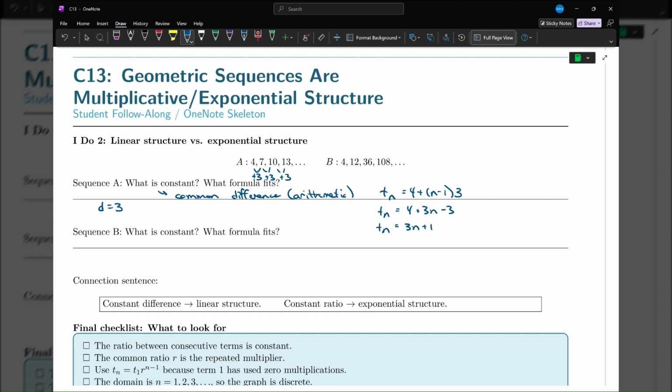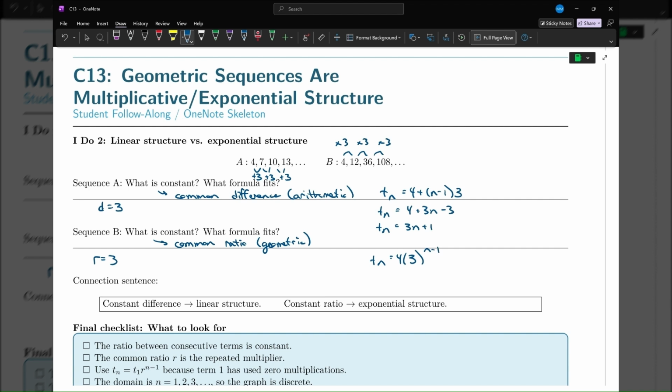For sequence B, this time I'm going to multiply by 3 every time. So if I multiply by 3 every time, I can see I have a common ratio. So what's constant? The common ratio. Now the ratio tells me I'm geometric. I have a geometric sequence on my hands. So for the formula here, I know Tn is going to be that first term, 4, times the common ratio of 3 to the n minus 1.